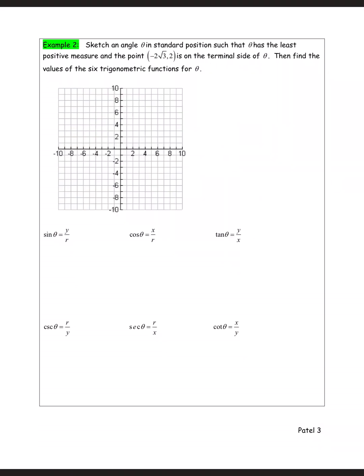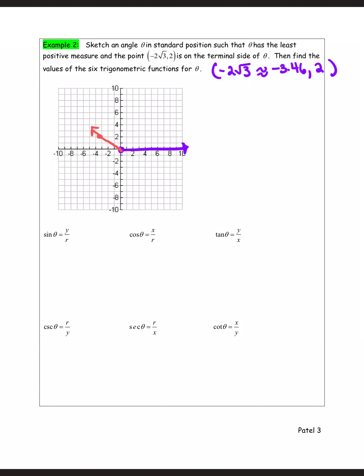We're going to sketch an angle in standard position. Once again, that means we're going to start at the vertex, and then we have our positive x-axis, and then we have our point, (-2 square root of 3, 2). Well, -2 square root of 3 is approximately -3.46, comma 2. So here's -3.46, comma 2. Here's my point. This is my terminal side.